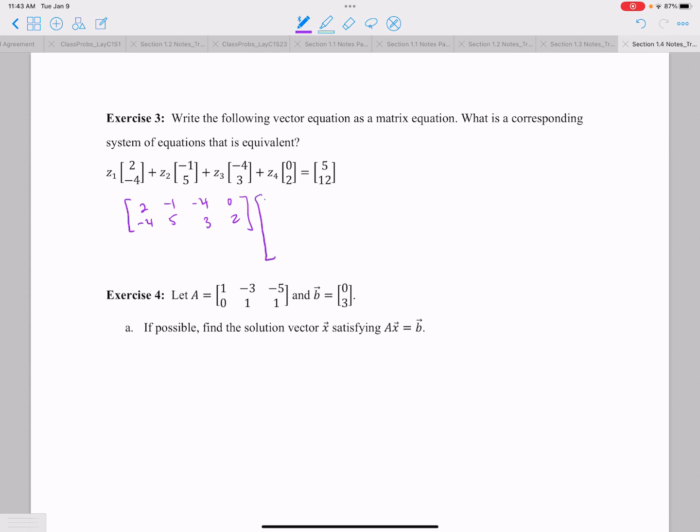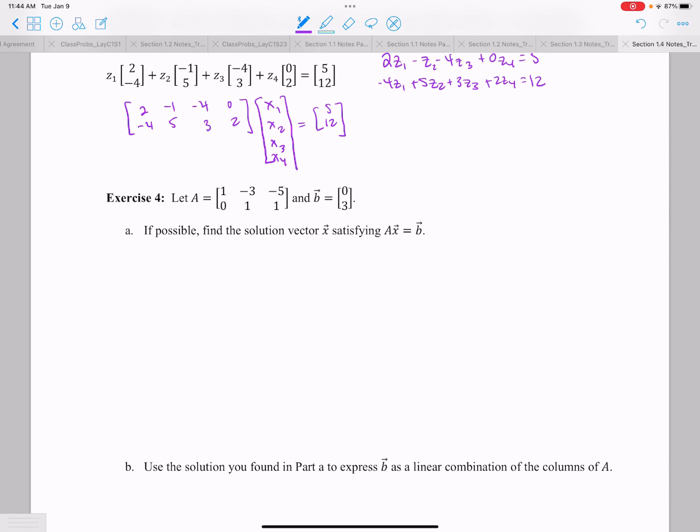You're multiplying by this x vector. And I wrote x's instead of z's, I'm sorry. So that is the matrix equation. And then the corresponding system of equations, the first one would be 2z1 minus z2 minus 4z3 plus 0z4 equals 5, and negative 4z1 plus 5z2 plus 3z3 plus 2z4 equals 12.